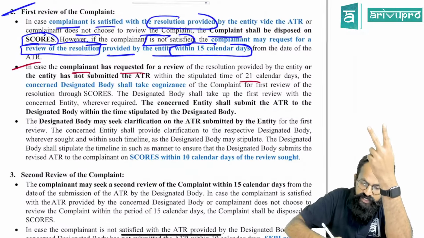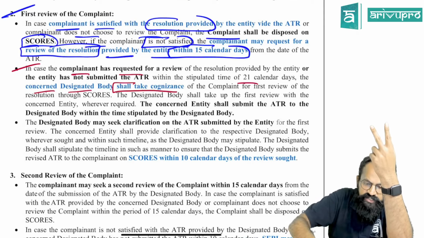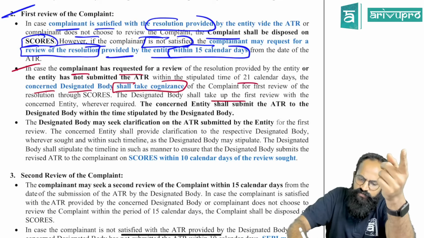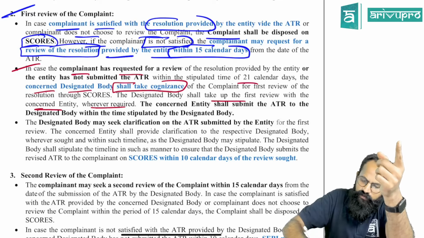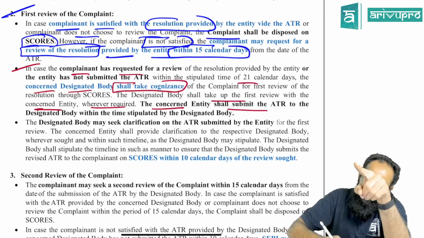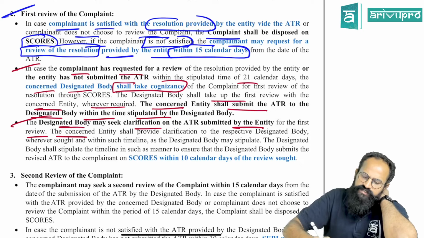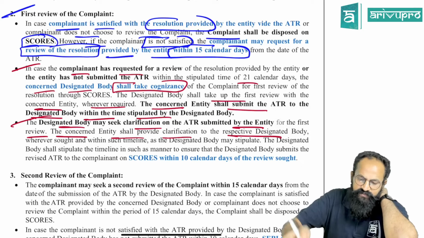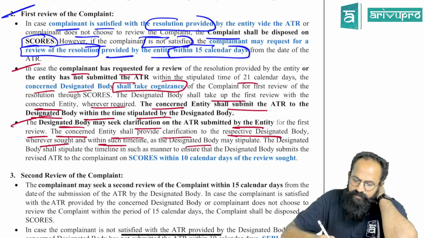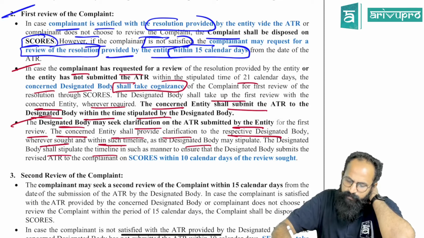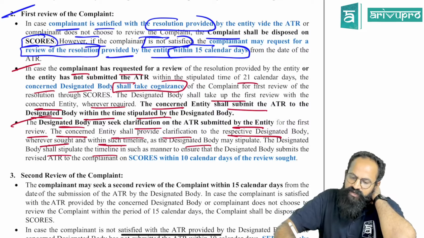Within 21 days, the concerned designated body shall take cognizance of the complaint for the first review of the resolution through SCORES. The designated body shall take up the first review with the concerned entity wherever required. The concerned entity shall submit the ATR to the designated body within the time stipulated by the designated body. The DB may seek clarification on the ATR submitted by the entity for the first review. The concerned entity shall provide clarification to the respective designated body wherever sought and within such timeline as the DB may stipulate. The DB shall stipulate the timeline in such manner as to ensure that the DB submits the revised ATR to the complainant on SCORES within 10 calendar days of the review sought.